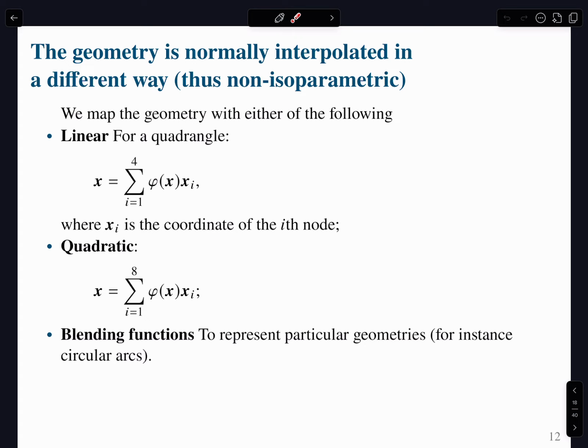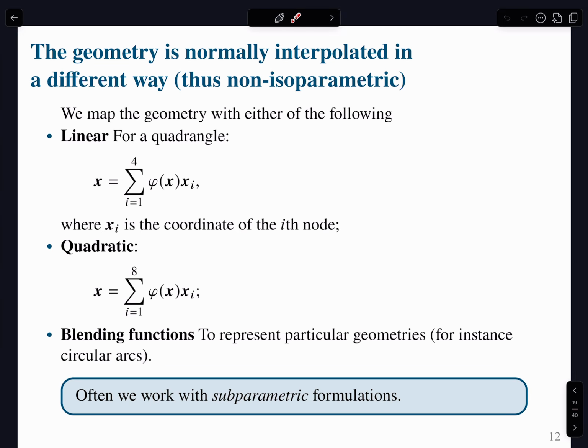Okay, but this is the way we normally represent geometry, and in general, we're going to be dealing with subparametric formulations because, in 2D, it really doesn't make sense to approximate geometry to something higher than quadratic, right? Otherwise, if you think cubic, that means that you have a bubbly edge. It could be the case, but normally with a quadratic interpolation of your geometry, you are good enough to represent any type of curve.